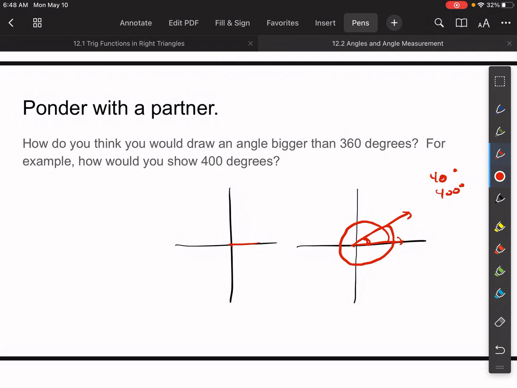So you'd start like this, you'd go around and back, right? And then you have that guy. Anyway, that's how you would show 400 degrees, is to go all the way around and back to another angle that's on the original.